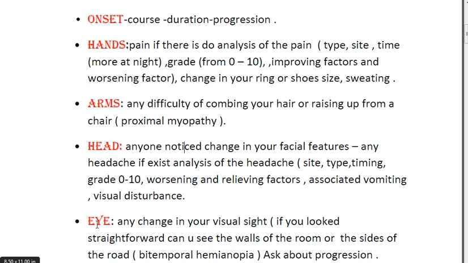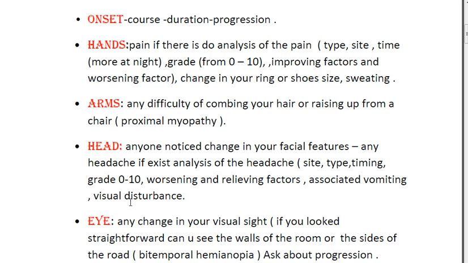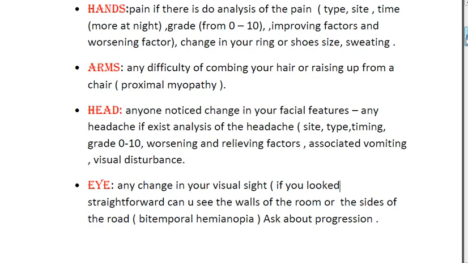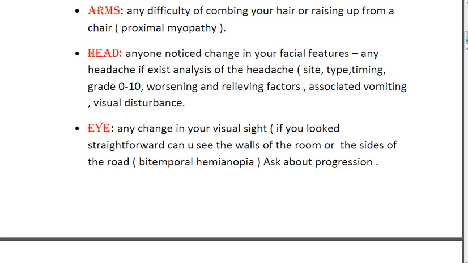Okay, the eyes. Any change of your eyesight or any visual disturbance at all? And there is a special question to ask about bitemporal hemianopia here. If you look straight forward, can you see the walls of the room or the sides of the road? Okay. This question is specific for bitemporal hemianopia. And ask about progression, because progression is an indicator of active disease.